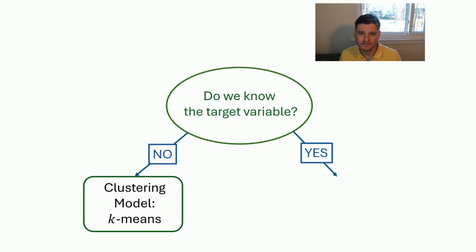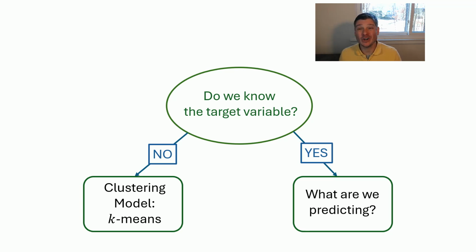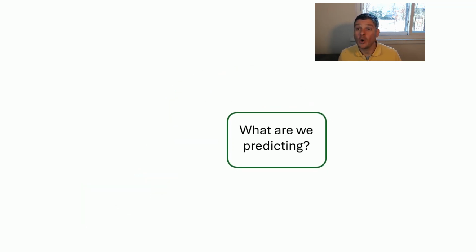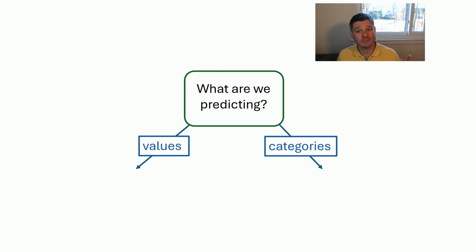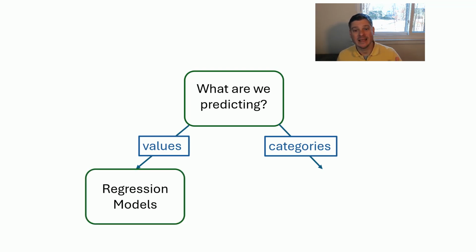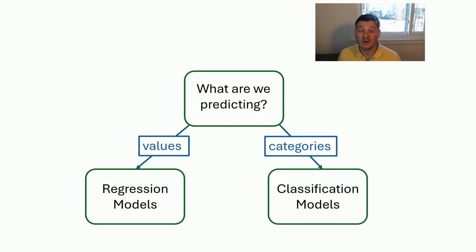and gives us an idea of how our data actually should be structured. Now, what if I do know my target variable? What if I do know what it is I'm trying to predict, and I'm going to now be doing a supervised type of machine learning algorithm? Well, I need to know what it is I'm trying to predict first. So now I actually need to ask another question. What am I predicting? Am I trying to predict values or am I trying to predict categories? If I'm trying to predict values, then I want to use a regression model. And if I want to predict categories, I need to use a classification model.